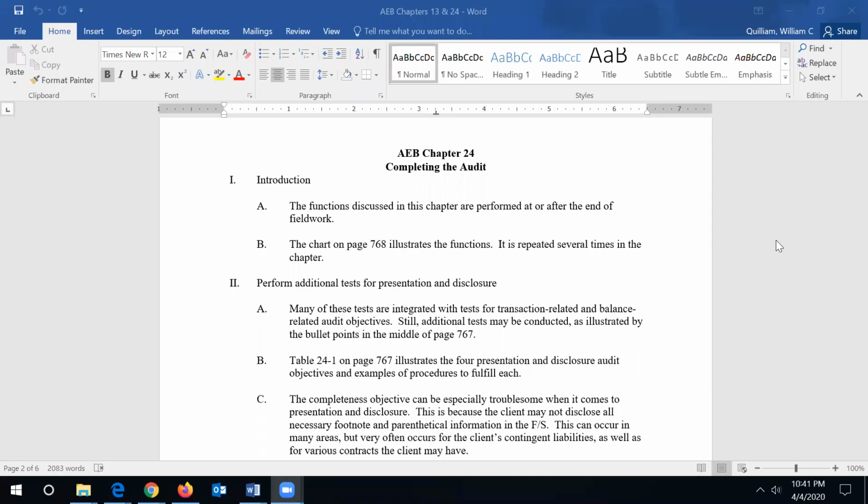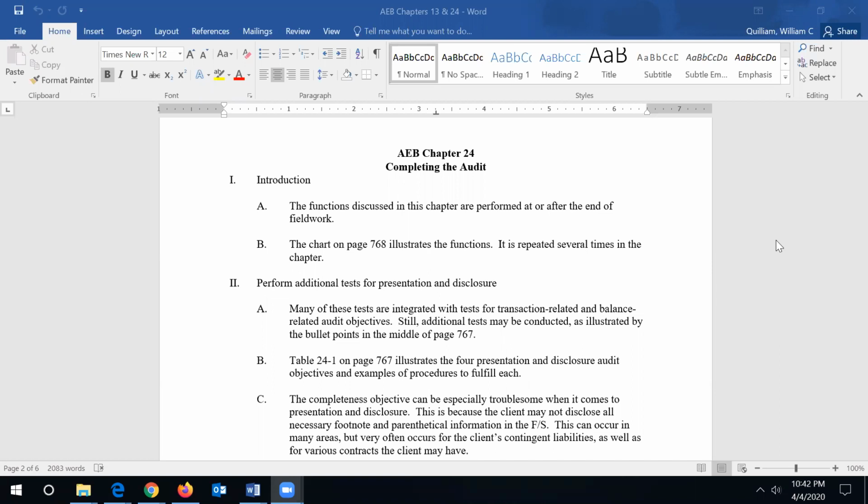This is our discussion of Chapter 24. So here in the outline, we see that Chapter 24 is about completing the audit. So we're right at the end. Let's say, for example, that fiscal year end was December 31st, and we are completing the audit as of March 1st. So we're right at that date.